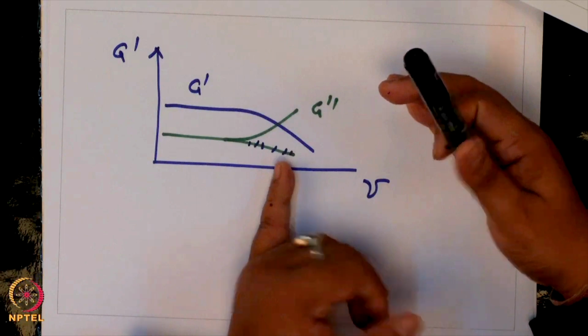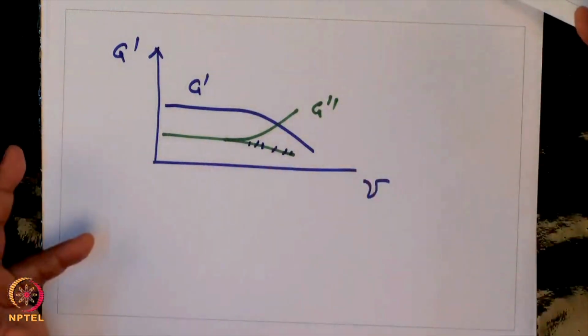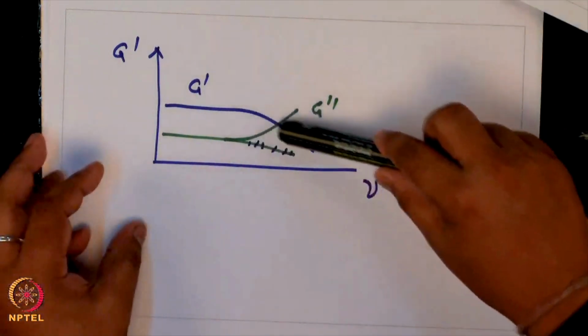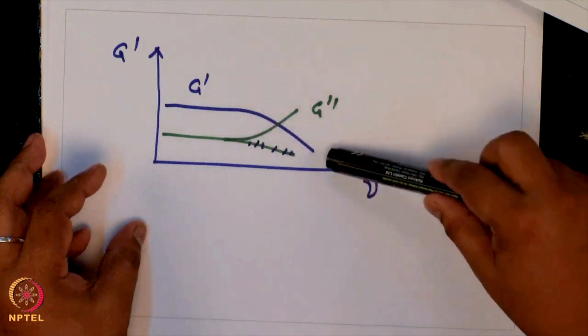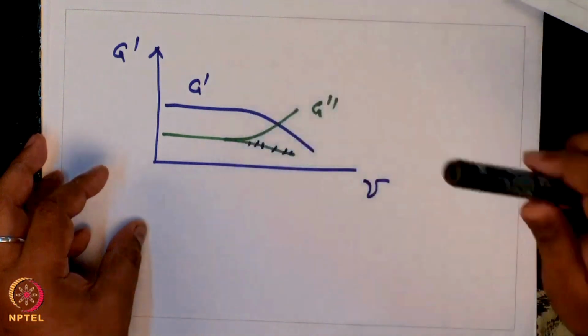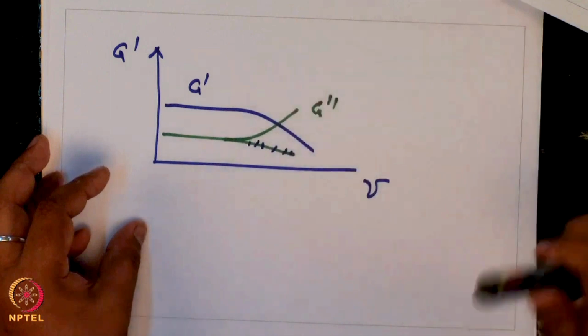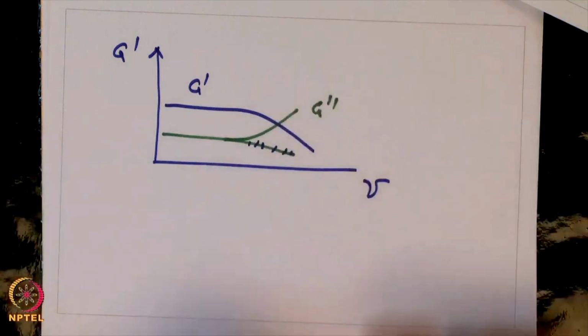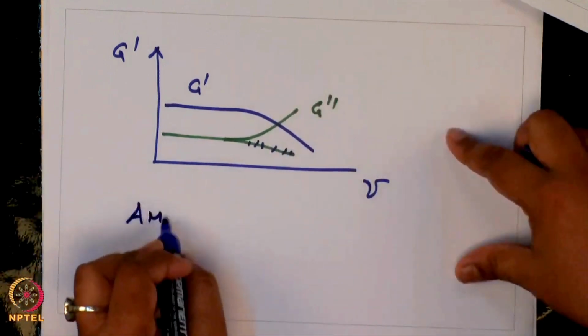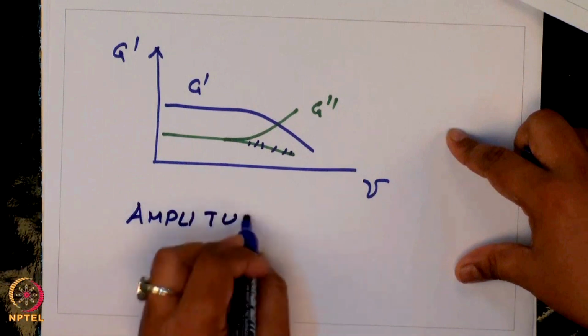This suggests that beyond a certain strain your network is starting to fall apart, as a consequence of which your G prime value is decreasing and the material is getting more and more viscous, because of which G double prime is increasing. Okay. So, this experiment is called an amplitude sweep experiment.